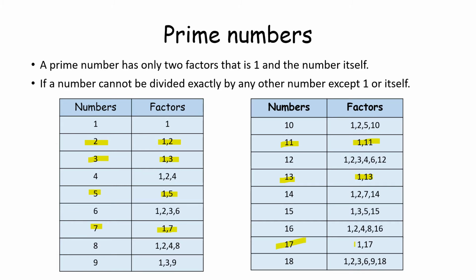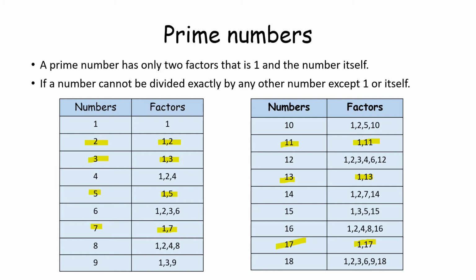So the numbers I have highlighted here are all prime numbers because they have only 2 factors, that is 1 and the number itself. It means that these numbers cannot be divided by any other number except 1 and itself. So these numbers are called prime numbers. I hope the concept is clear now. The prime numbers have only 2 factors, that is 1 and the number itself.